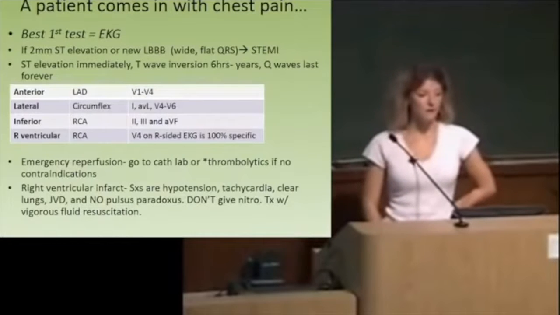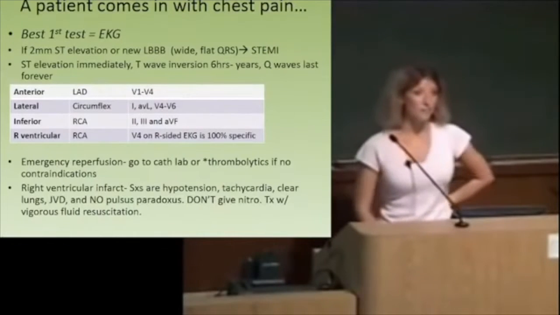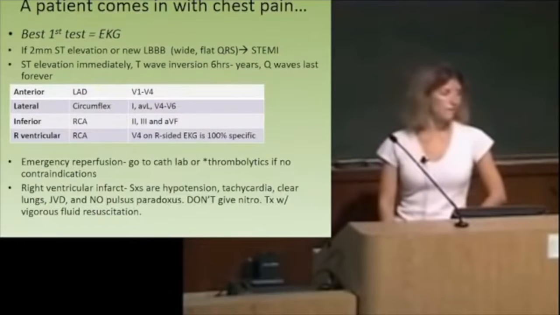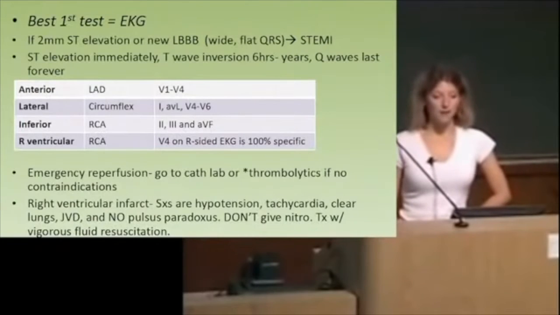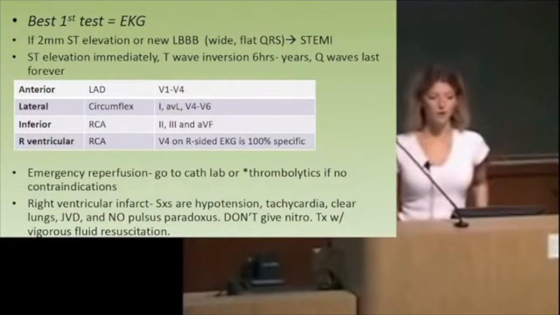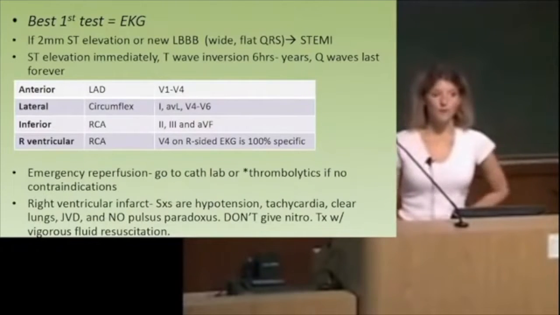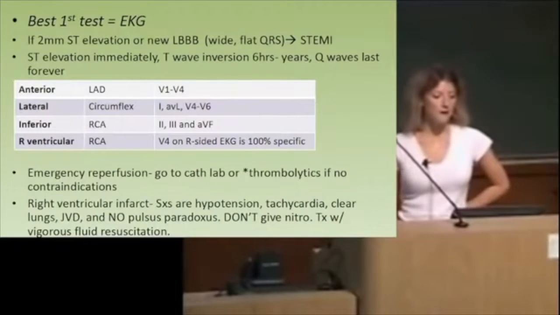So our criteria for a positive EKG are 2 millimeters of ST elevation, or a new left bundle branch block. And if you don't remember what that looks like from your EKG course, that's kind of a wide, flattened QRS. Either of those fulfill criteria for a STEMI. So the ST elevation occurs pretty much immediately.